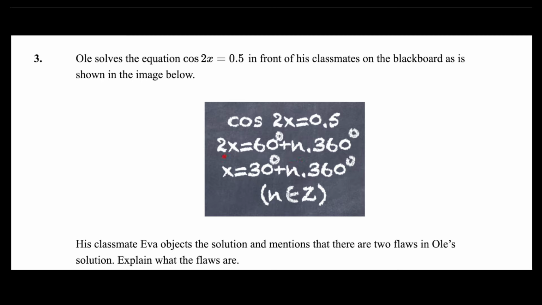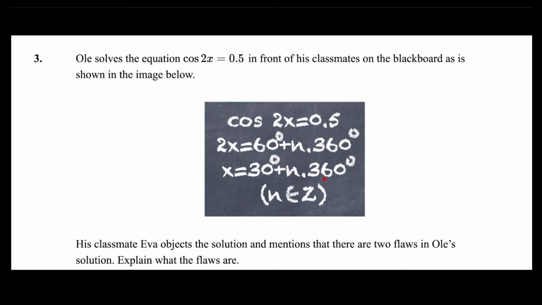So Ule has divided 2x by 2, 60 degrees by 2, but he also has to divide this by 2, but he has forgotten that. That's it. So you say that one flaw is not considering the minus angle. The second flaw is that he has forgotten to divide 360 degrees by 2. That's it, just in 2 sentences. Okay? Any questions? So that was also simple, wasn't it?